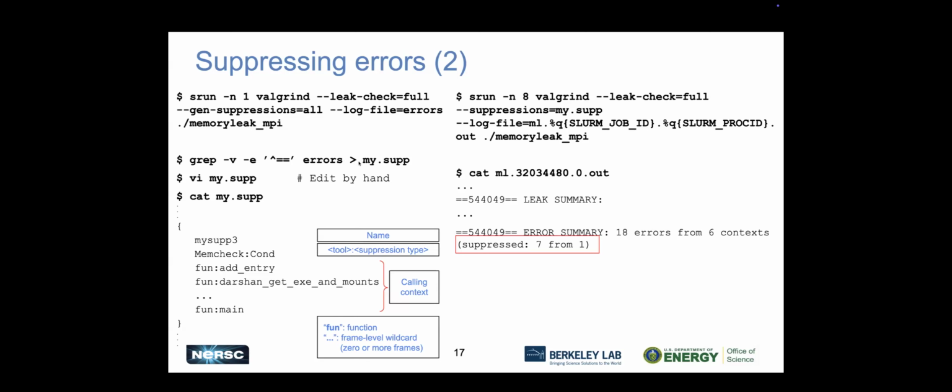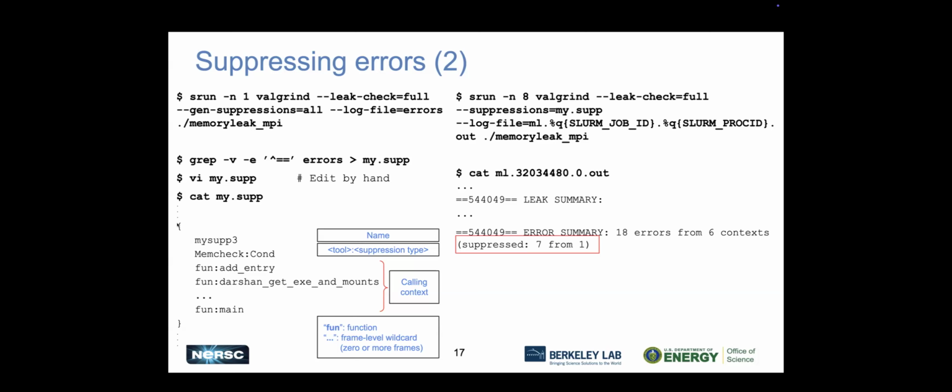And then what it does is that we grep the file for the lines that don't start with a double equal sign, using grep -v, the inverse grep, and save it as my.supp, and then you edit the suppression file. This is how the suppression file looks.